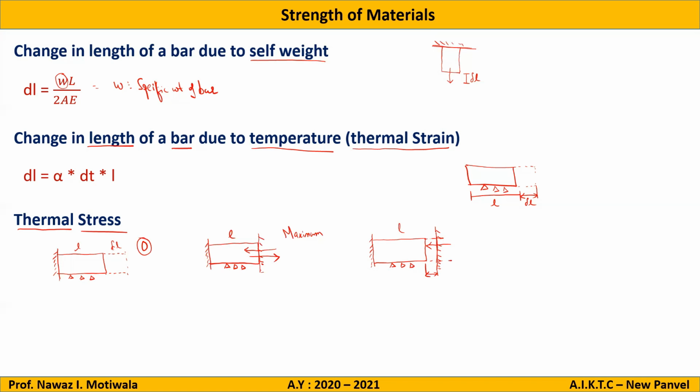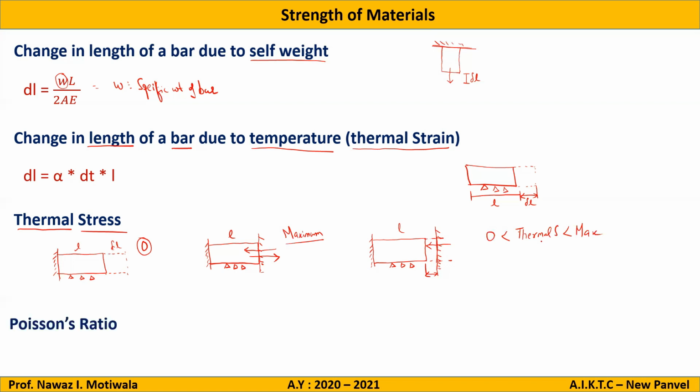So I can say that in this case, the thermal stress will be anywhere between 0 and maximum. So in the first case, where there is no restriction, thermal stress is 0. Where it is fully prevented, it will be maximum. And where it is partly allowed and partly restricted, it will be between 0 and maximum.